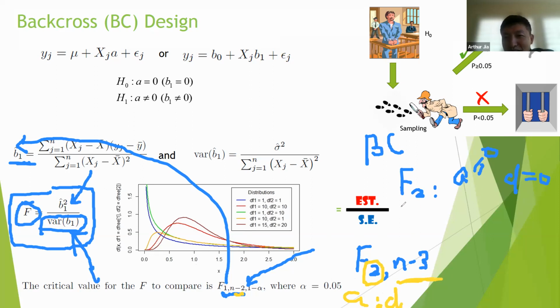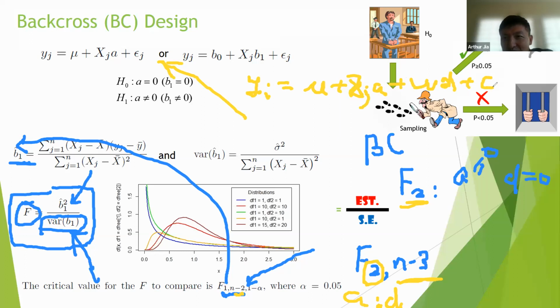Because for the F2, we do not use this simplified model, right? We're going to use y equals mu plus xj or zj. Let's use zj additive plus wd, right?